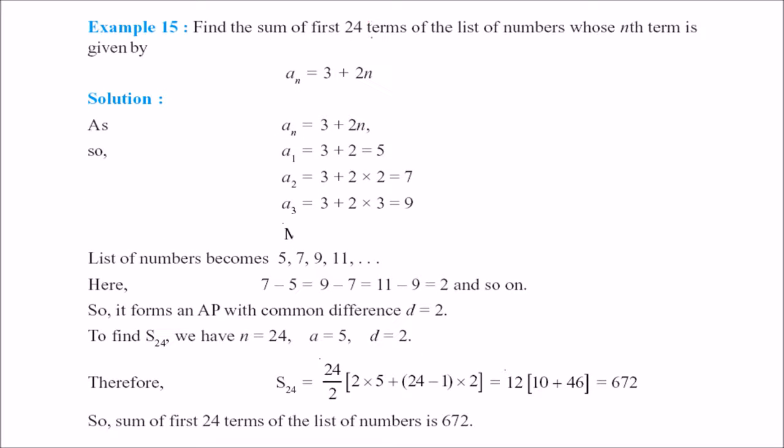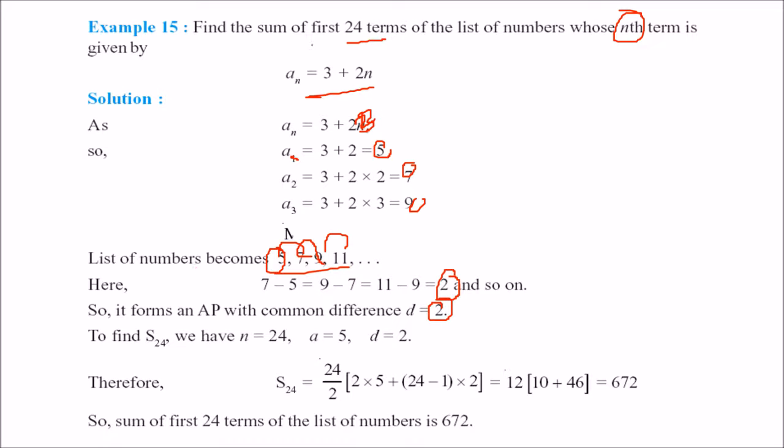Now find the sum of the first 24 terms of the list of numbers whose nth term is given by this. An is given, so let us take a1. You just have to place 1 here. a2, you place 2 here. a3, place 3 here. So 5, 7, 9. So this becomes a list. What is the first term? A, that is 5. Common difference is 7 minus 5, or 9 minus 7, or 11 minus 9, that gives you 2. So common difference is 2.